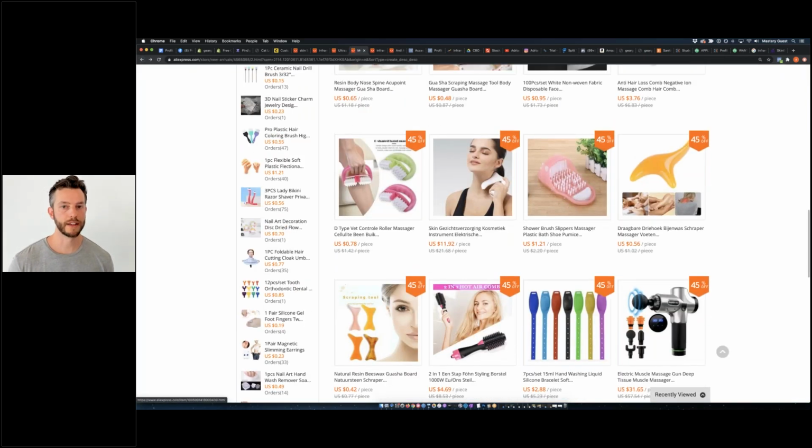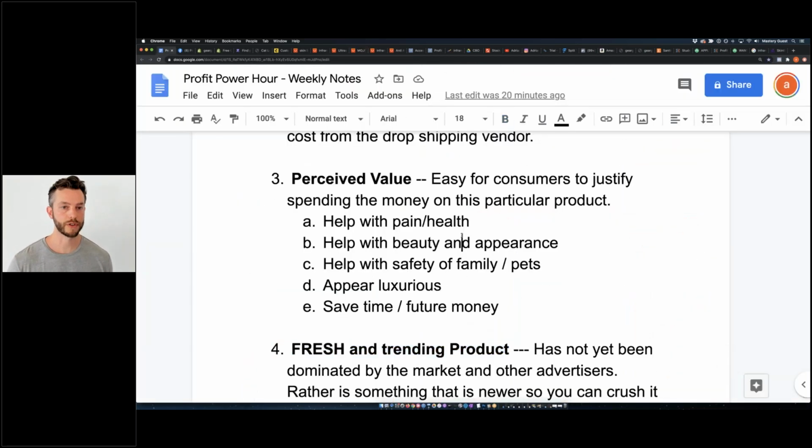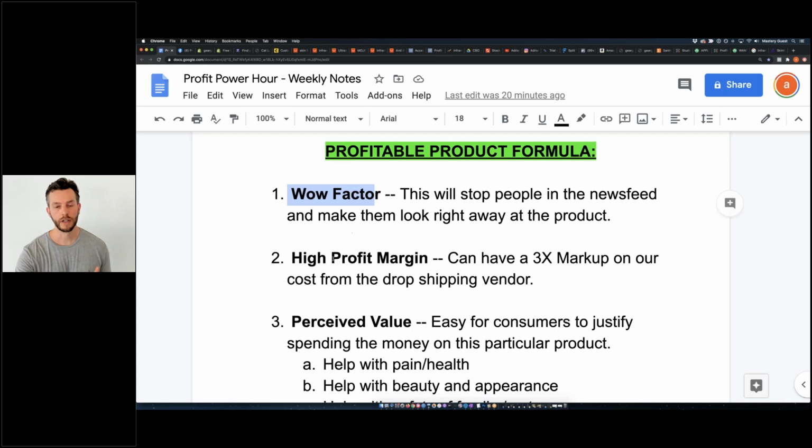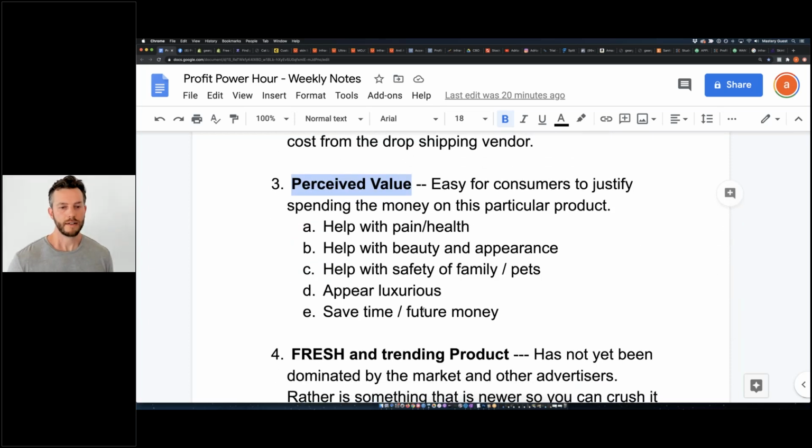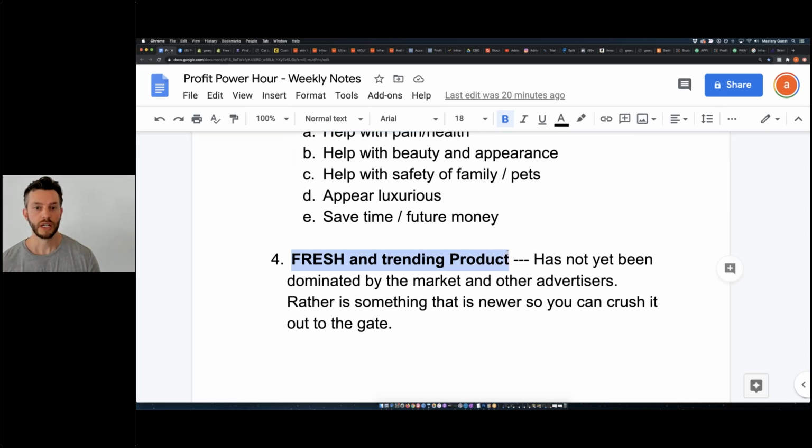So the idea behind this, if I come back over here to our notes, was to find stuff that has the wow factor, find stuff that has a high profit margin built in, right? Find things that have perceived value and solve problems for people, right? And try to find products that are fresh and trending, but fresh. You see what I'm saying? That haven't been hit. An example of a product that was trending that's not fresh would be a fidget spinner. One of the oldest examples in the book is a fidget spinner. Finding products that are new and weird, but cool and helpful, those are what are really going to hit hard on your Facebook ads. Does that make sense?